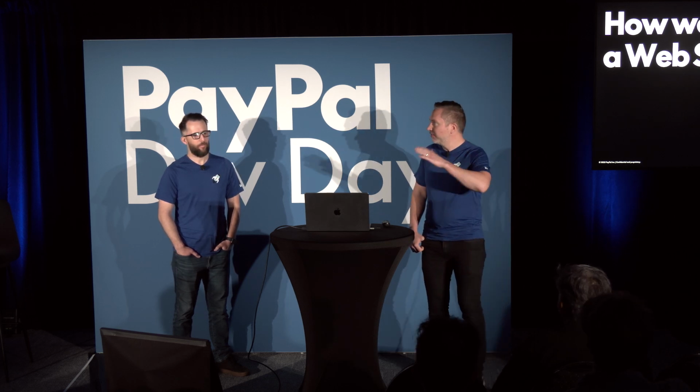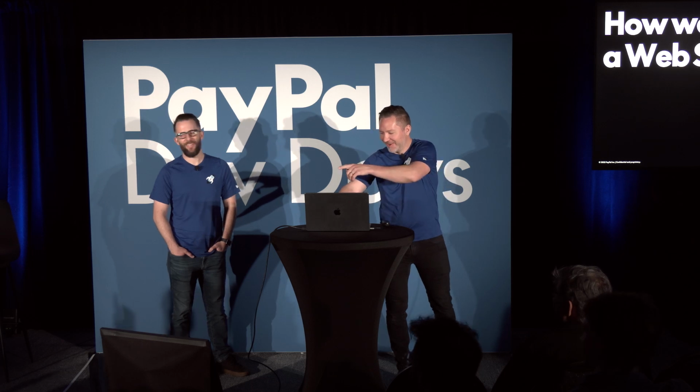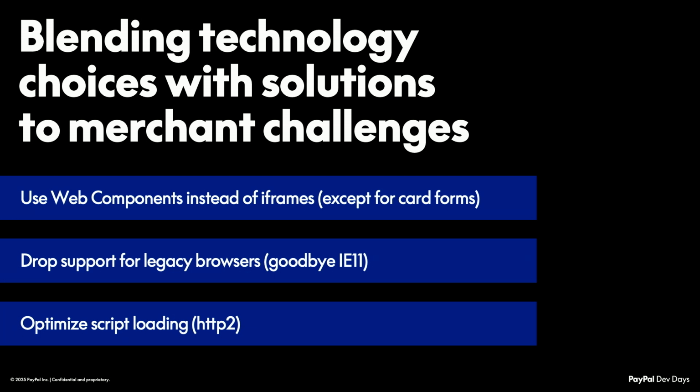All right, so back to the question on the screen. How would you build a web SDK in 2025? Web components. You looked ahead. Our answer to that question is to embrace the modern web. So as my friend here just called out, let's use web components instead of iframes. For our payment buttons or our credit messages, there's no reason those components need to be in an iframe. They're not dealing with any sensitive data. So now we can actually render those in a web component.